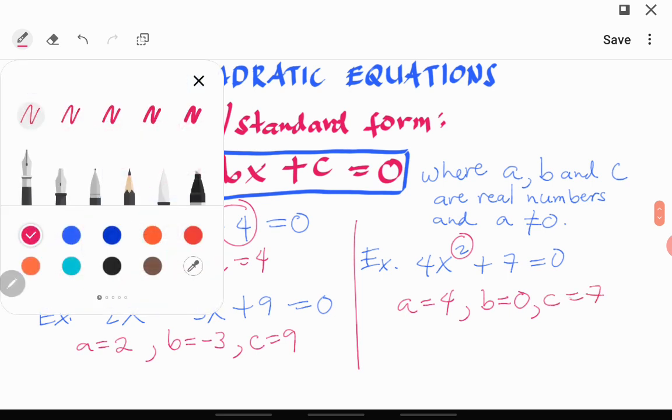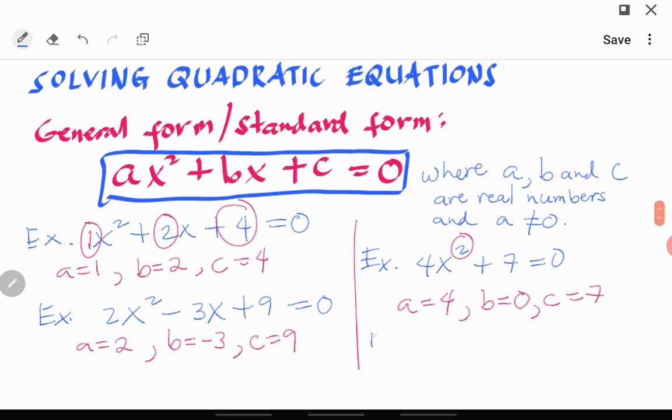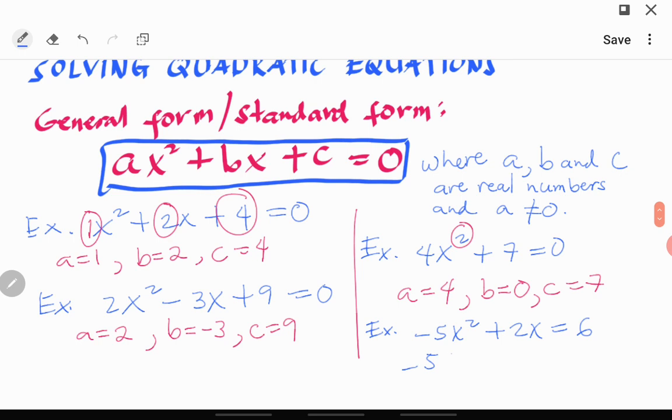Okay, last example. Negative 5x squared plus 2x equals 6. Okay. Ano ang a, ano ang b, at saka ano yung c? First of all, our equation is not in the general form or the standard form. So, kailangan isulat natin yan sa standard form. So, negative 5x squared copy, plus 2x copy.